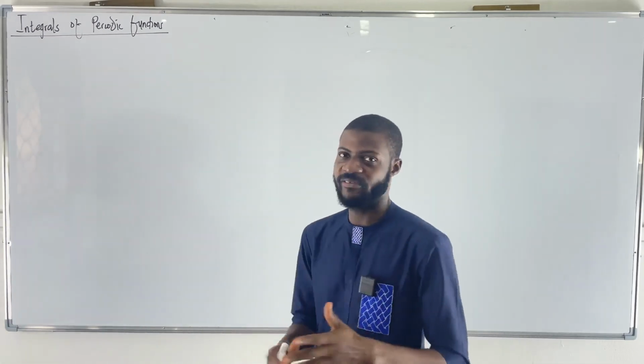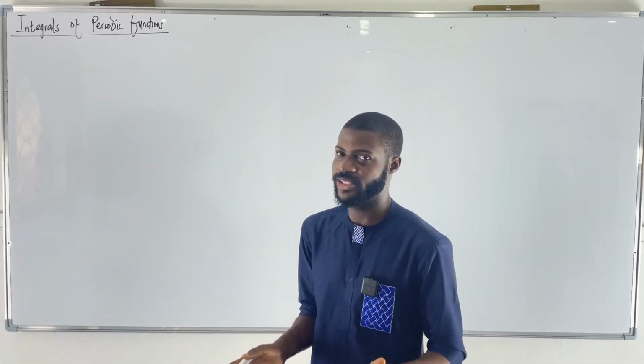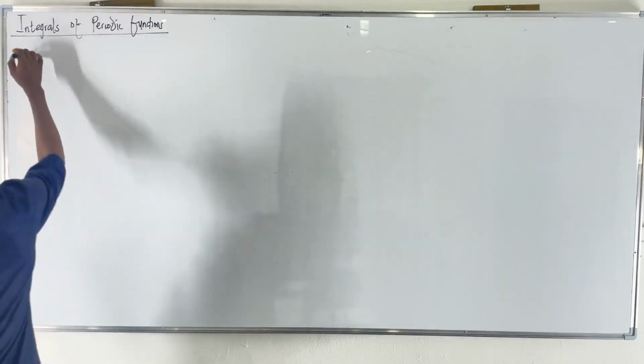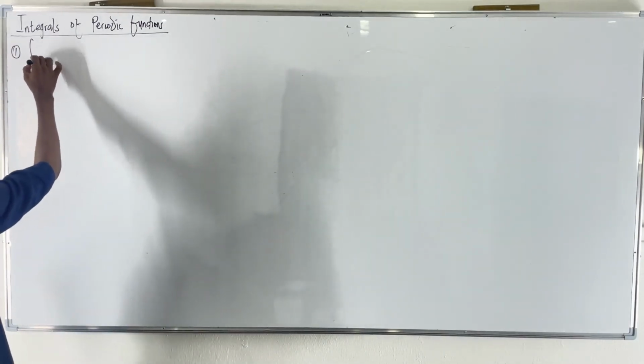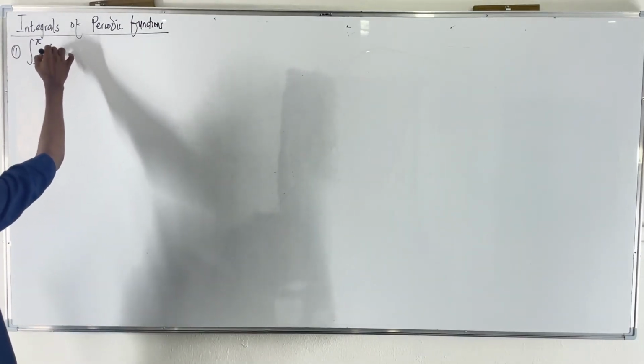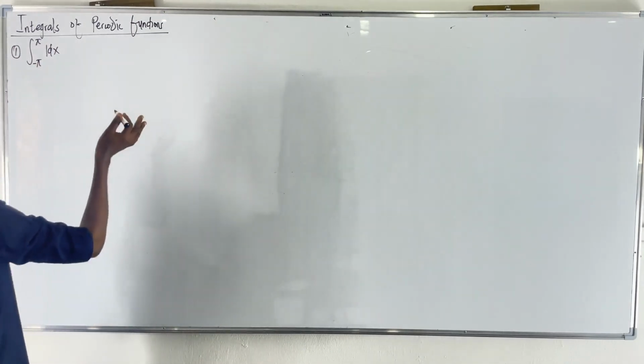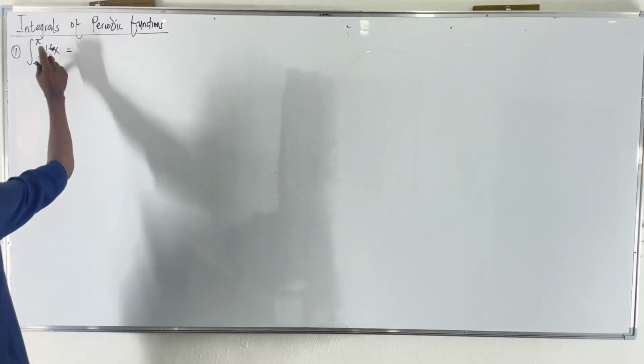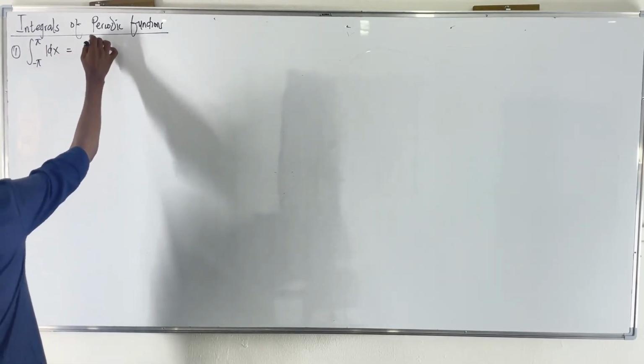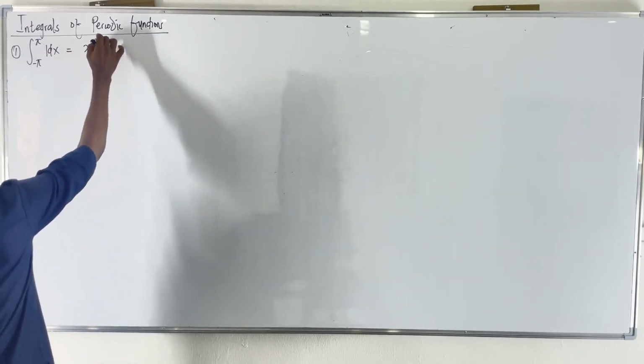Now let us start. The first one is to integrate a constant. So the first one here is to integrate from minus pi to pi of dx. You know, dx is a constant. If you wish, you could just put a 1 here. It's a choice. When you integrate 1, you're just going to have x, from minus pi to pi.